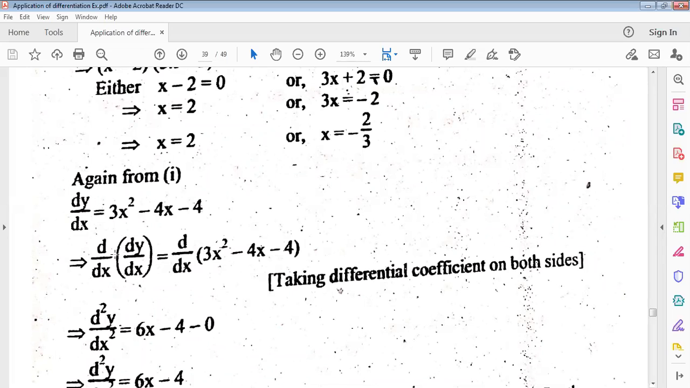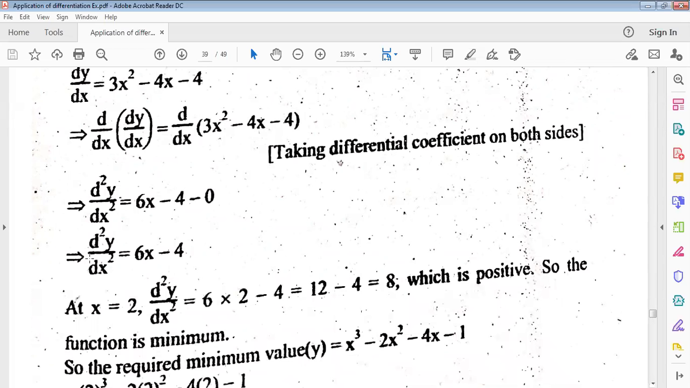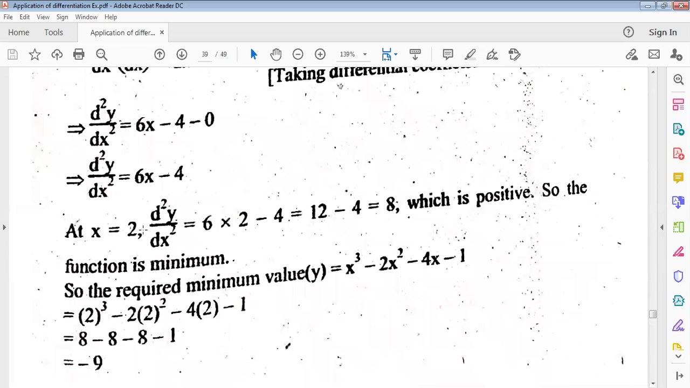From equation 1, taking d dx on both sides again, that means double differentiation. d square y dx square will be, 3x square differentiation is 6x, minus 4x differentiation is 4, and the constant will be 0. So double differentiation will be 6x minus 4. Now at x equals 2, the second derivative equals 6 into 2 minus 4, that means 12 minus 4, that means 8, which is positive.